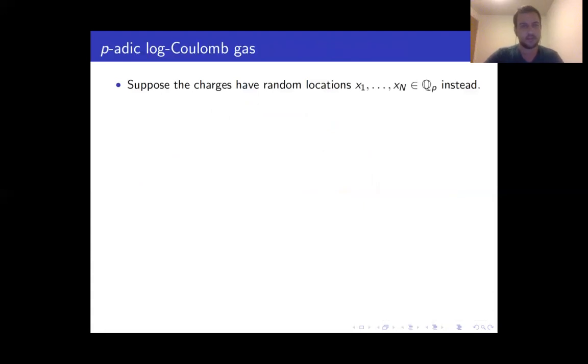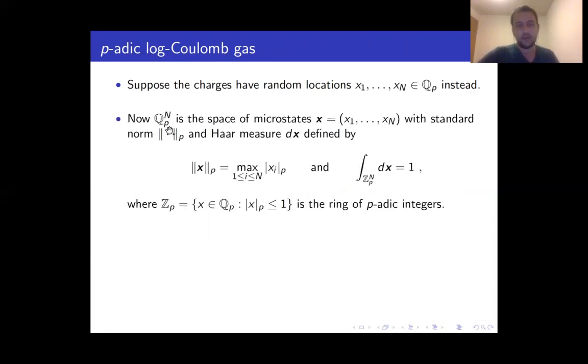So let's set that system up. P-adic log-Coulomb gas. Here we have charges now with random locations in Qp. So this is instead of R. And accordingly, Qp to the n becomes the space of microstates, which are again the tuples. And now instead of the Euclidean norm, we have to define a different norm. This is the standard for Qp to the n.